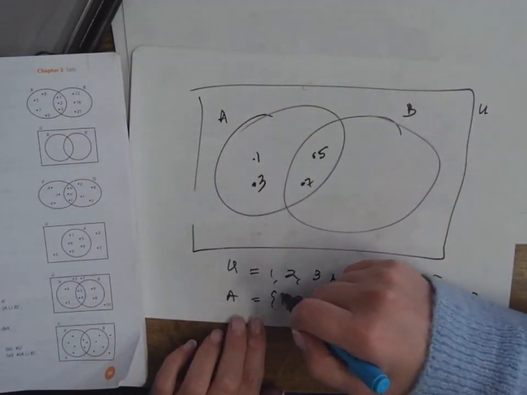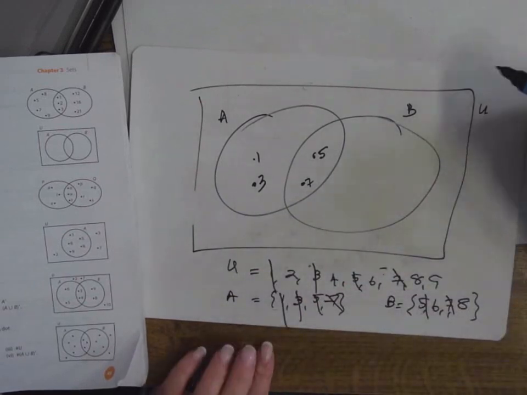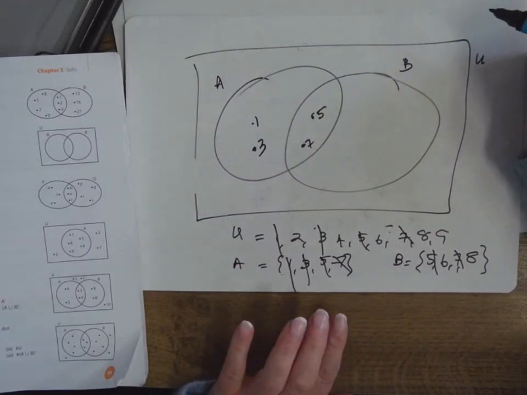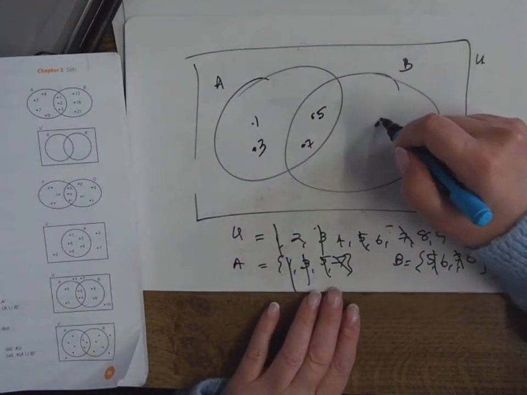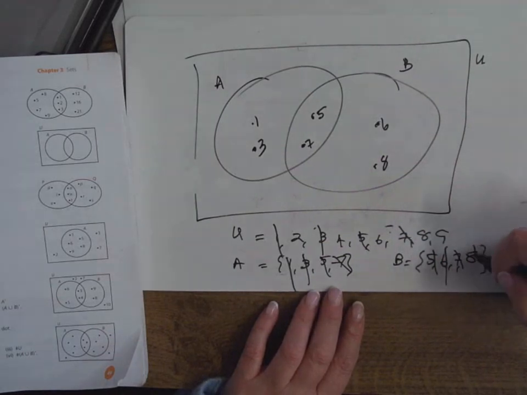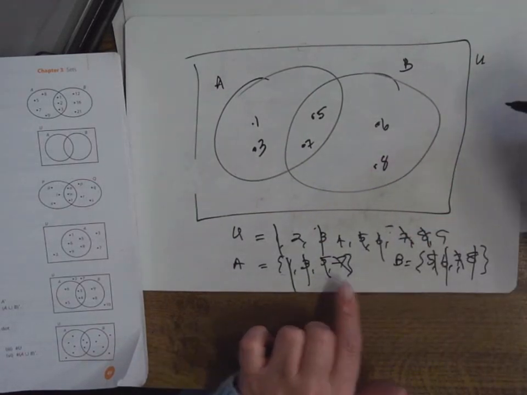So 1 and 3 are gone. I should have knocked them out. And they're gone out of the universal set as well. Right? What do I put in to finish off B? 6 and 8. So 6 has gone in, 8 has gone in. So A is finished, B is finished.